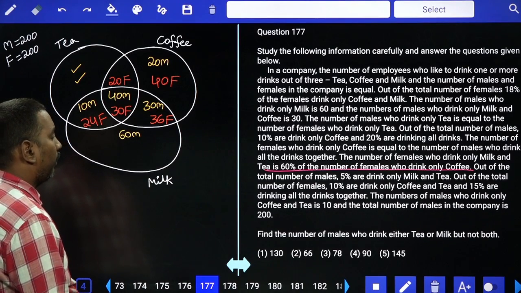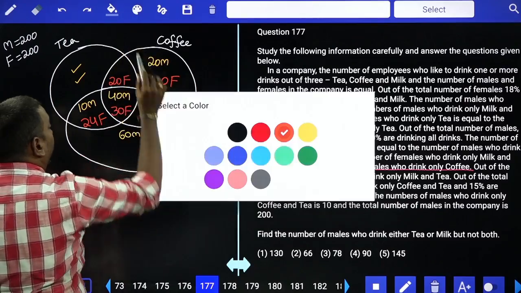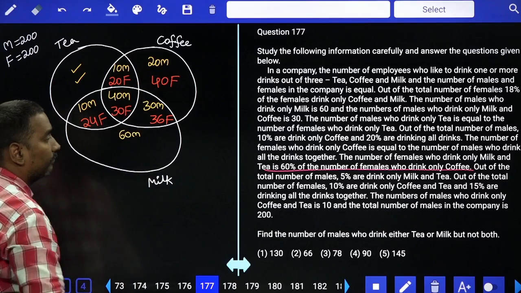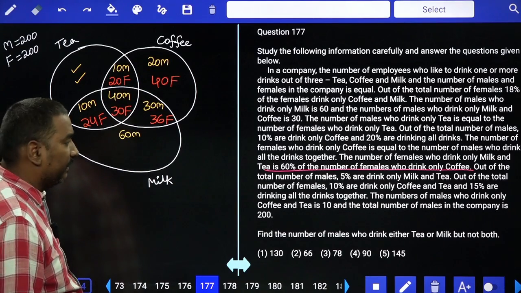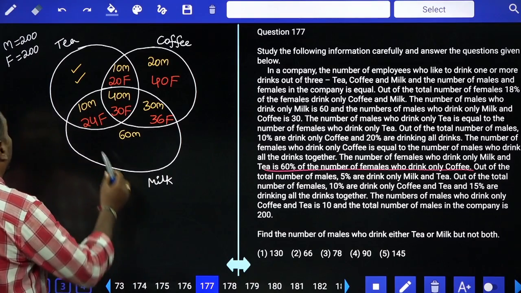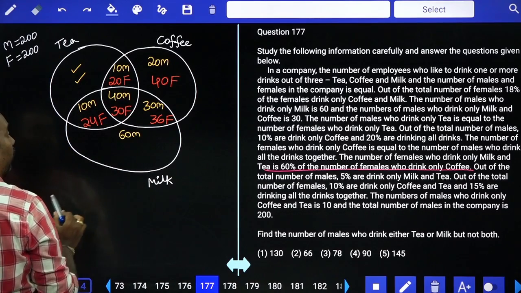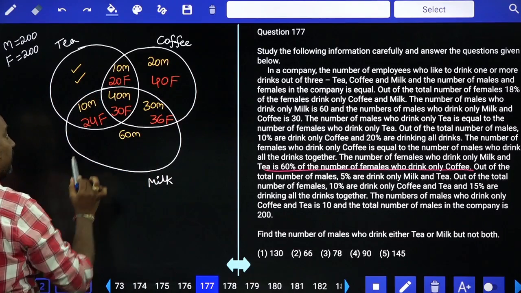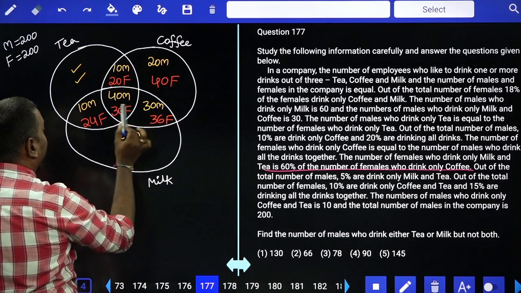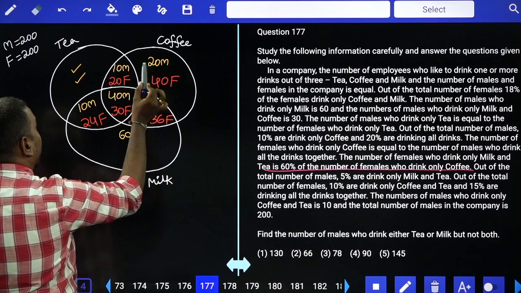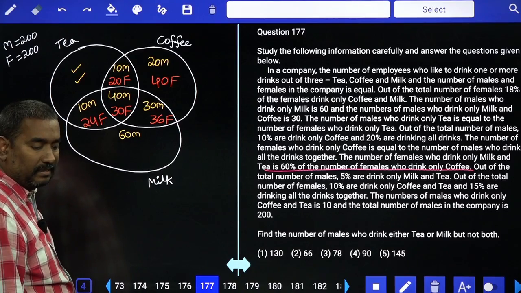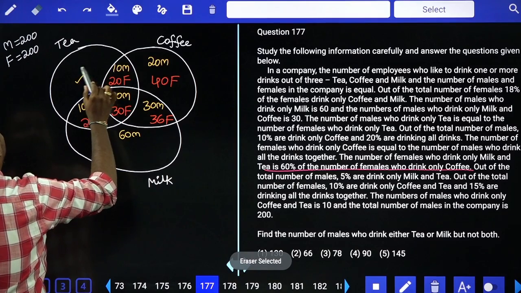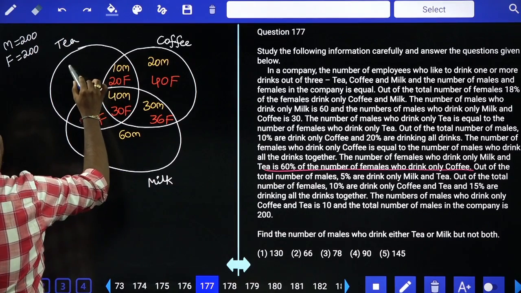The number of males who drink only coffee and tea is 10. And the total number of males in the company is 200. If you observe the males, out of 200, all places have males except only tea. So just add all the males: 60, 30, 90, 10, 100, 40, 20, 60, 10, 70. Total 170 males are here. Out of 200, 170 males means the remaining 30 males. So only tea is 30 males.